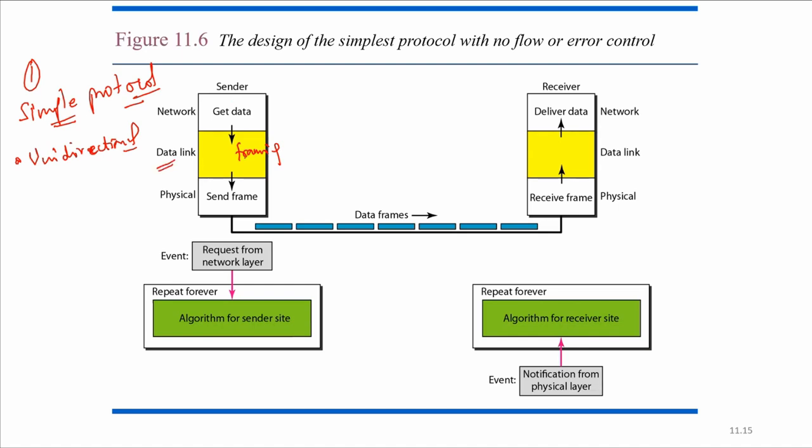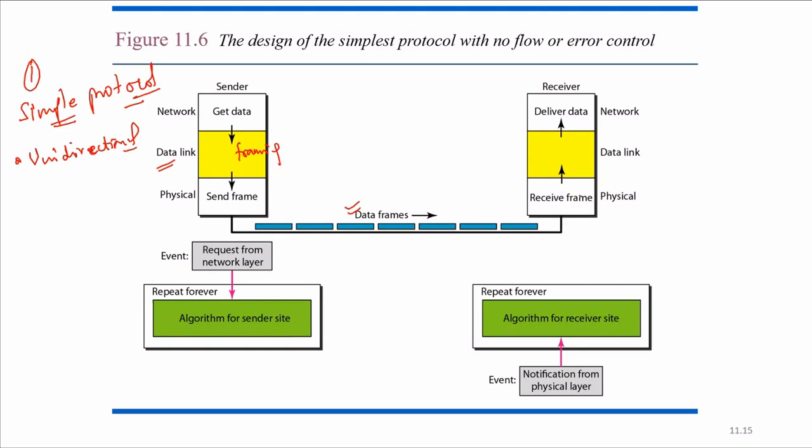Once the data is framed, it will be sent. Whether the receiver is able to receive or not is not their concern, because it is a noiseless channel. It is for sure that whatever packets are sent will reach the receiver. So after one packet is sent, the next frame is sent. The data is in the form of frames, and data frames keep being sent once the frame is ready.